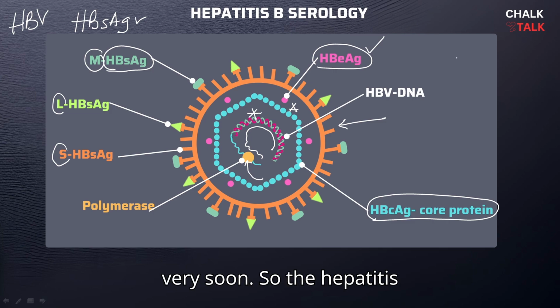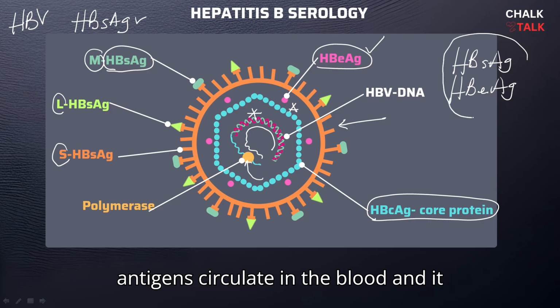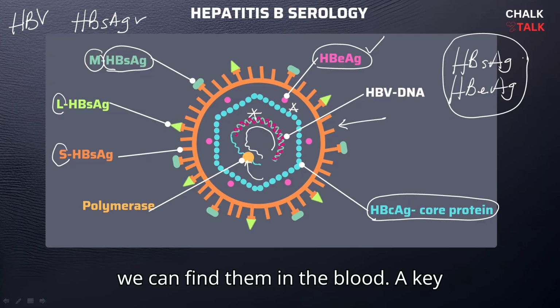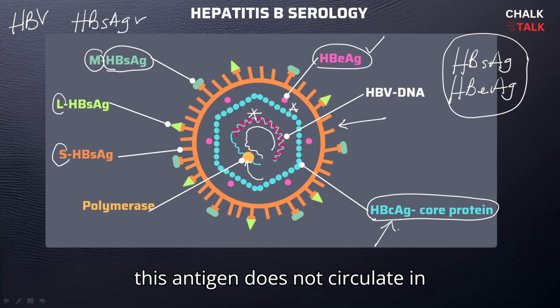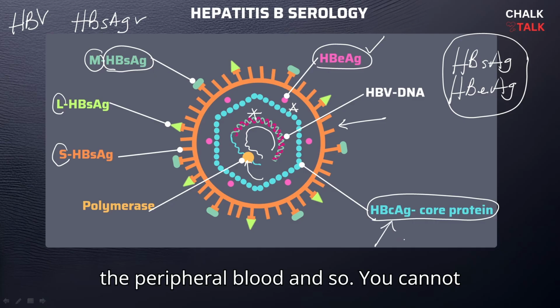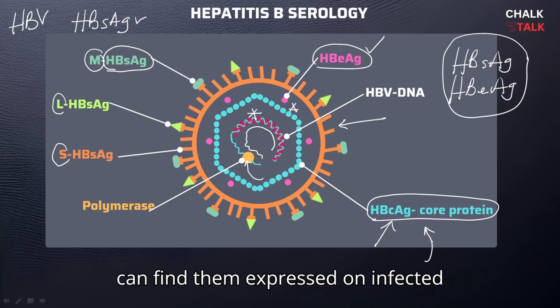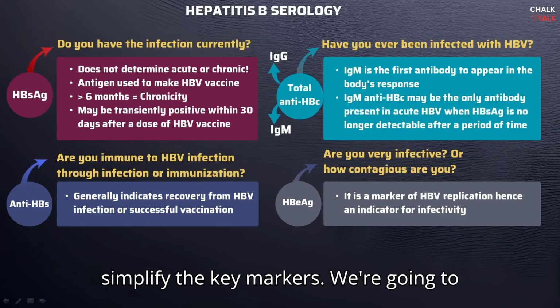So, the hepatitis B surface antigen, HBsAg, and hepatitis B E antigen, these antigens circulate in the blood, and it means that we can actually test them or find them in the blood. A key point to note is that, in contrast, the core antigen does not circulate in the peripheral blood, and so you cannot detect it in the blood. However, you can find it expressed on infected liver cells.